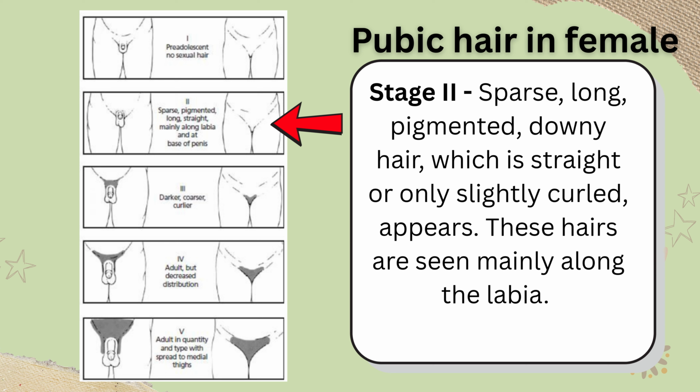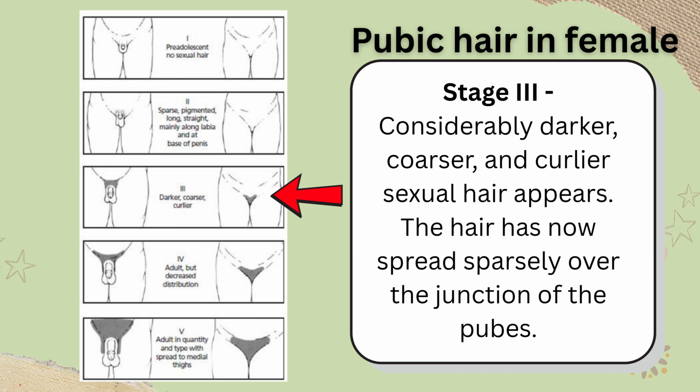Stage 2, sparse, long, pigmented, downy hair, which is straight or only slightly curled, appears. These hairs are seen mainly along the labia. This stage is difficult to quantitate on black and white photographs, particularly when pictures are of fair-haired subjects. Stage 3, considerably darker, coarser, and curlier sexual hair appears. The hair has now spread sparsely over the junction of the pubes.